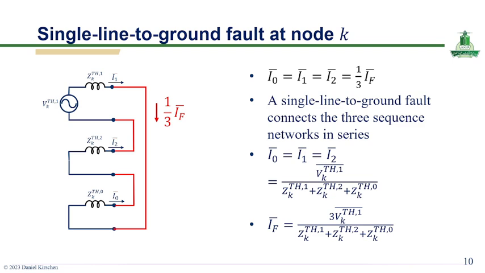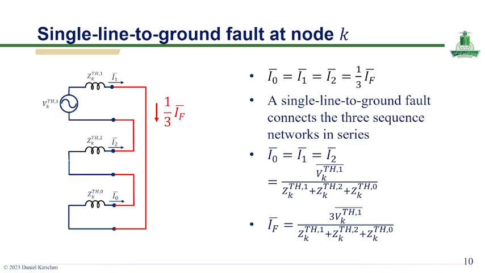The diagram clearly demonstrates this series connection, where the same current flows through the positive, negative, and zero sequence impedances. As a result, the total impedance seen by the fault is the sum of the three sequence Thevenin impedances. Using this configuration, the sequence currents can be expressed as the ratio of Thevenin voltage to the total series impedances.